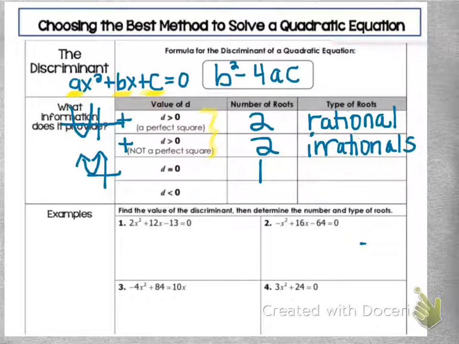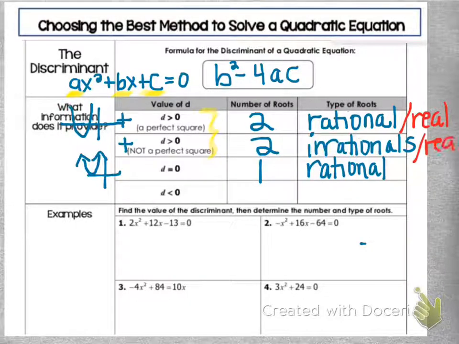So if you get one solution, it would actually be rational. Both of these terms, rational and irrational, refer to numbers that are real. So I should include that they're real numbers. And that means, graphically, that it crosses the x-axis, the real axis.